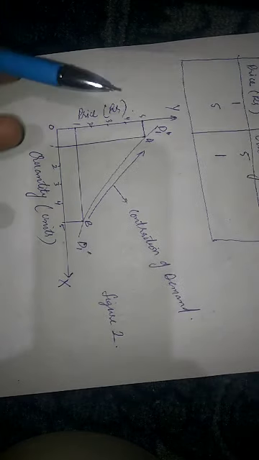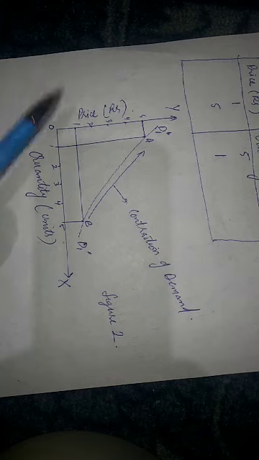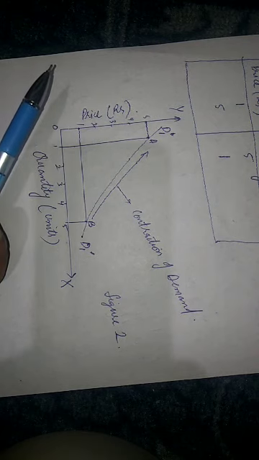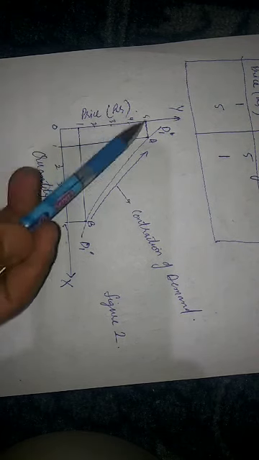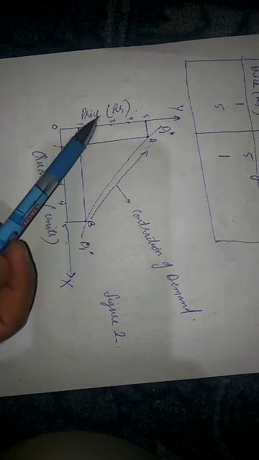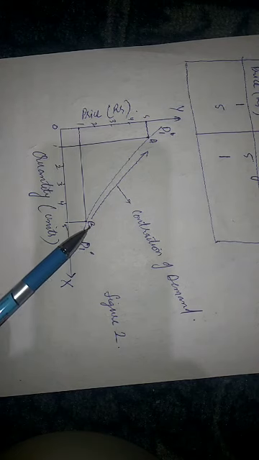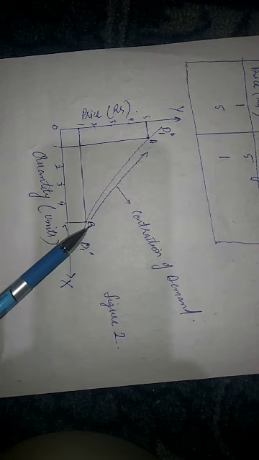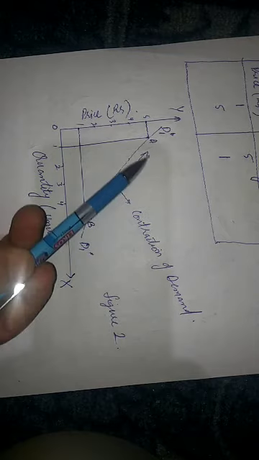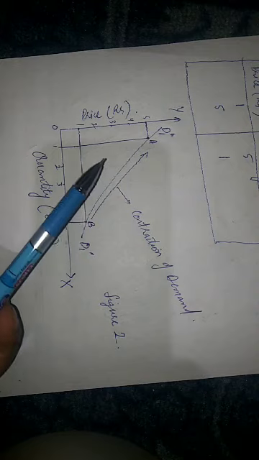So we can say the contraction of demand refers to decrease in quantity demanded of a commodity due to rise in its price, as shown in this figure. Now diagrammatically, it means a movement from right to left on the same demand curve, from B to A, right? Now this is called contraction of demand.